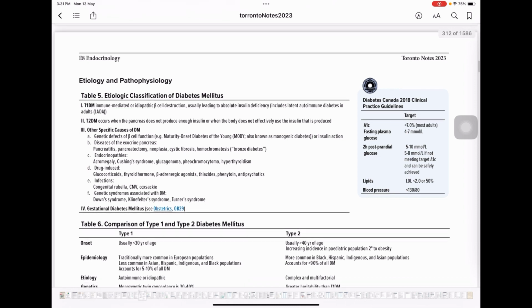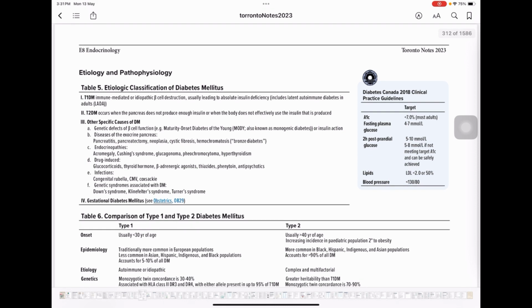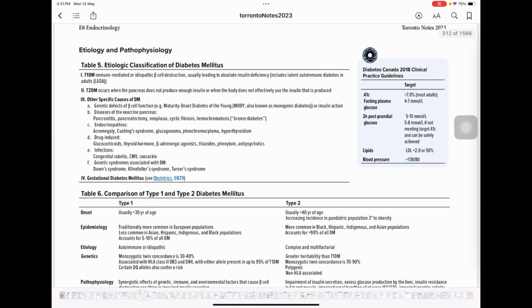There's beta cell destruction. And then there is exocrine type of diabetes because of pancreatitis, neoplasia, cystic fibrosis, hemochromatosis, which is also known as bronze diabetes. And then endocrinopathies like acromegaly, Cushing syndrome, glucagonoma, pheochromocytoma, hyperthyroidism. Drug-induced diabetes is caused by glucocorticoids, thyroid hormone, beta-adrenergic agents, thiazide, phenytoin, antipsychotics. Infections are cytomegalovirus, rubella, and Coxsackie virus. Genetic syndromes are Down syndrome, Klinefelter, and Turner syndrome. And then there's gestational diabetes that would be covered in obstetrics.